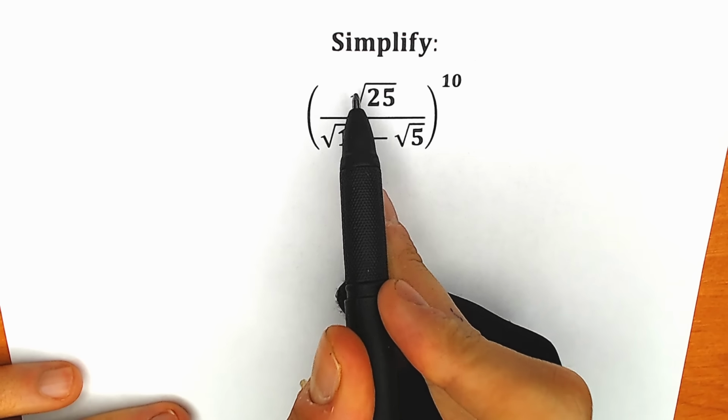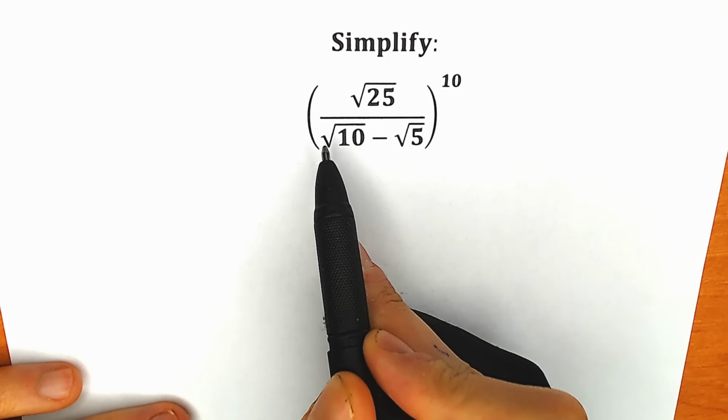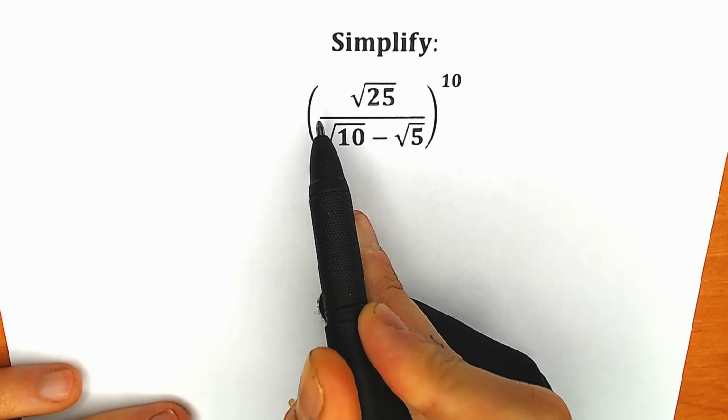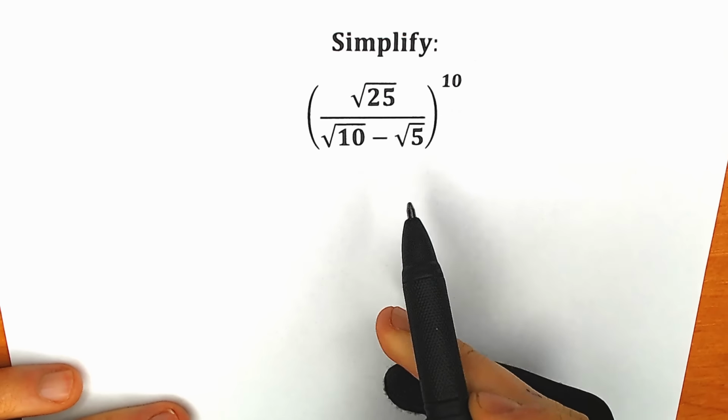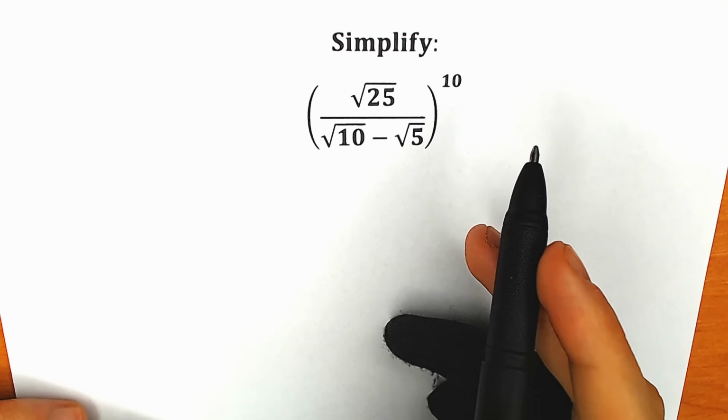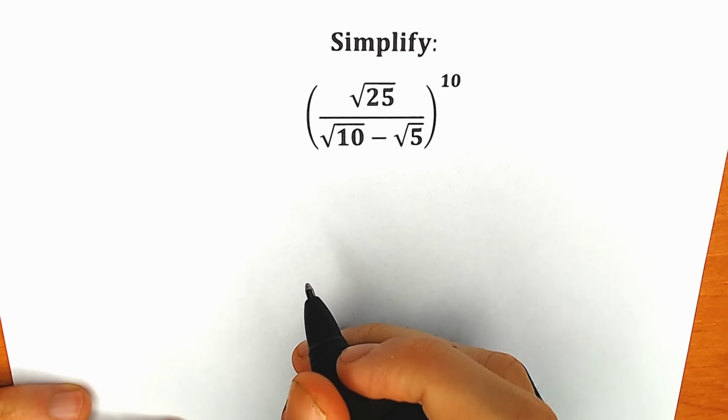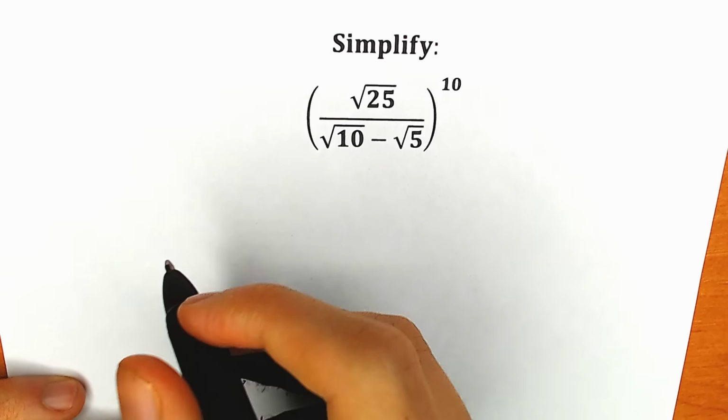Today we have a very tricky and really interesting question from an entrance examination. We have in our numerator square root of 25, we divide it by square root of 10 minus square root of 5, and we need to raise all this expression to the power 10. If you have your solution, you can also write your answer in the comments below and then we will check our answers. Okay, so let's start.